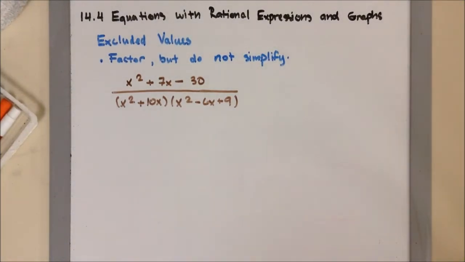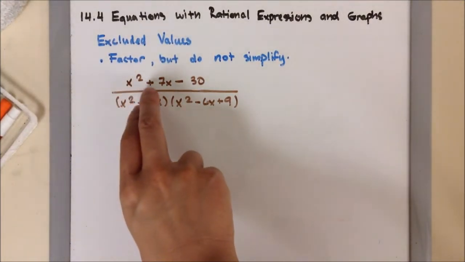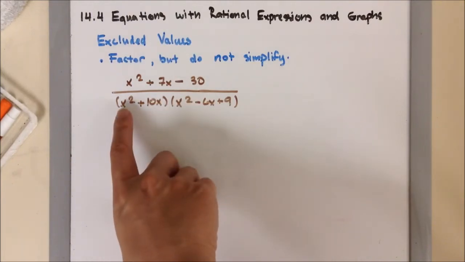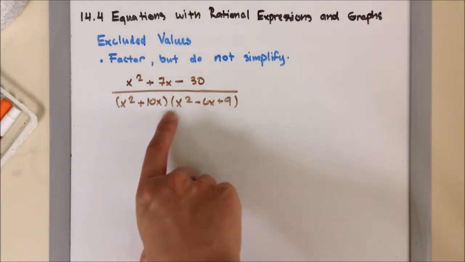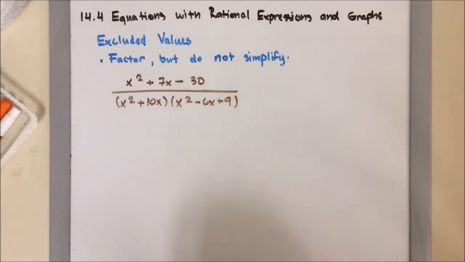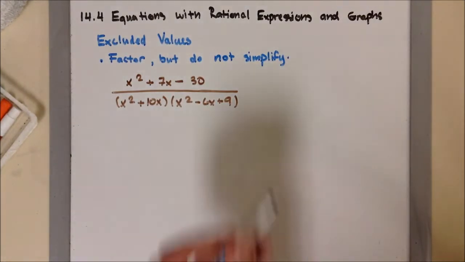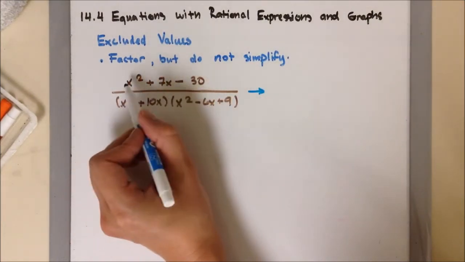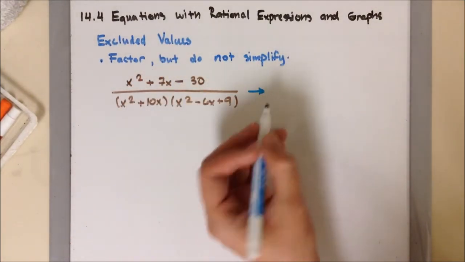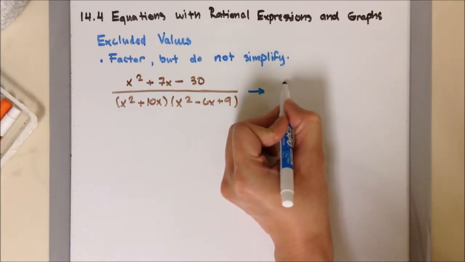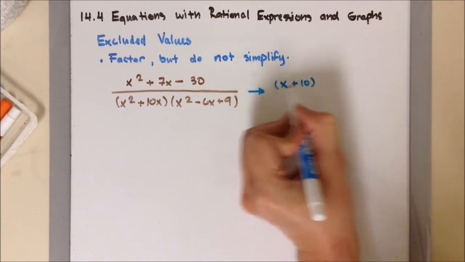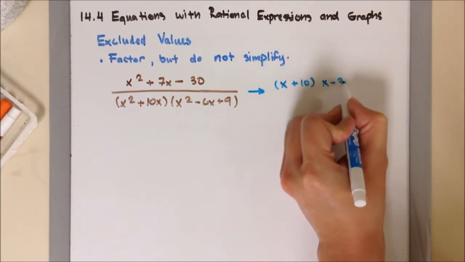In this example, we have in the numerator x squared plus 7x minus 30. In the denominator, I have x squared plus 10x multiplying to x squared minus 6x plus 9. So let's factor the numerator first. When you factor, x squared plus 7x minus 30 is a general trinomial. We're going to get x plus 10 times x minus 3.